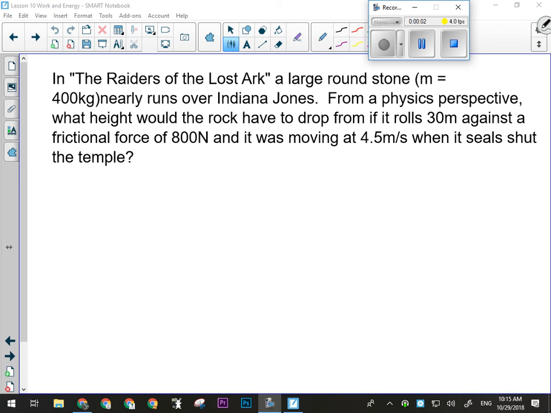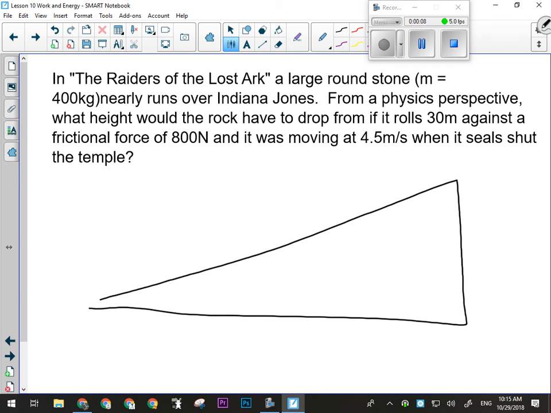Okay, just look at this setup here, guys, to make sure you've got this. Essentially what we're dealing with is, again, an inclined plane that the rock would be at the top of, right? So we're dropping it. It's starting from rest, and we need to figure out how high it's dropped from in order to achieve a speed of 4.5 meters per second here at the bottom.